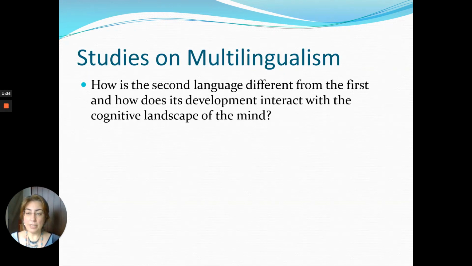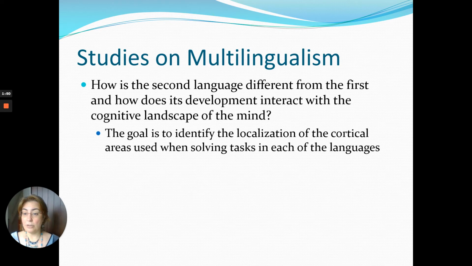Okay. So when it comes to multilingualism, one of the popular questions is to find out how the second language, meaning the language that you have not learned from birth, is differently represented in the brain from the first language, right? And how its development interacts with the cognitive landscape of the mind. For that, what you do is to identify the localization of the cortical areas used when solving tasks in each of the languages. So you have your subject, and then you make them solve something or even speak in the language that they learned when they were babies, so to speak.